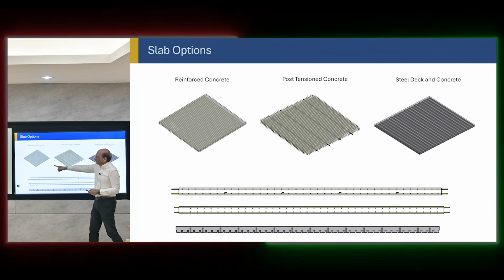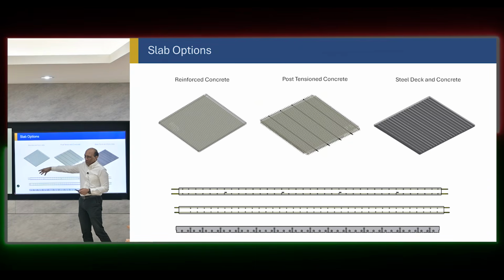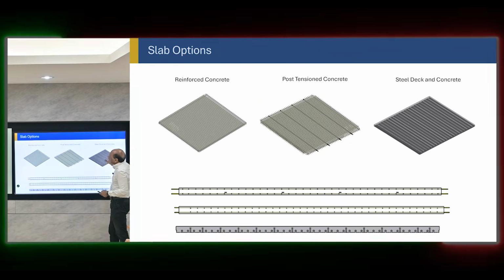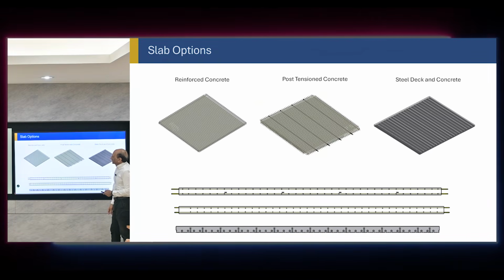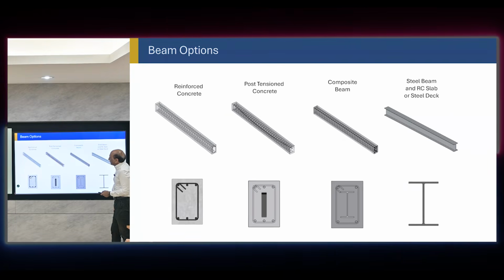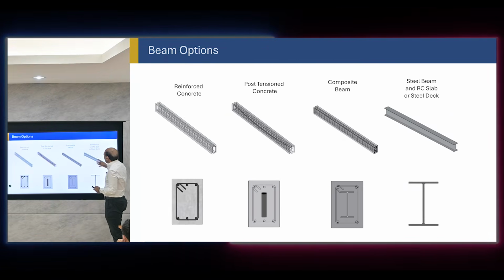And within that, you have to choose many systems, right? Beam slab, flat plate, and so on, waffle slab. So there are many sub choices that we need to make. Each choice will give us different efficiency. Beam, same way. So we have reinforced concrete beams, post-tension beams, composite beams, and steel beams.